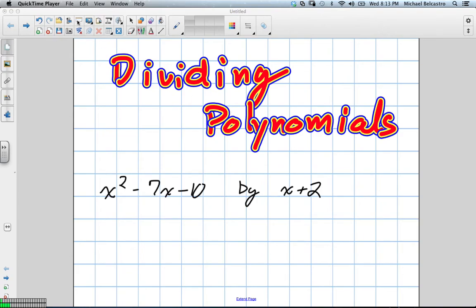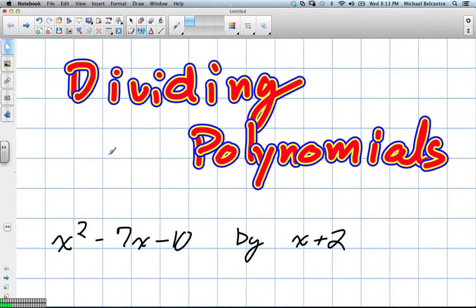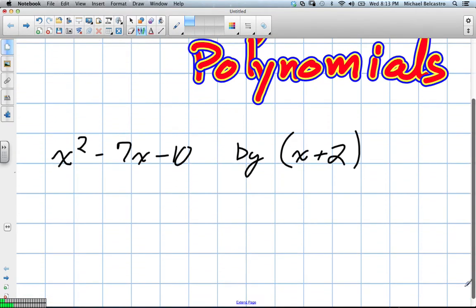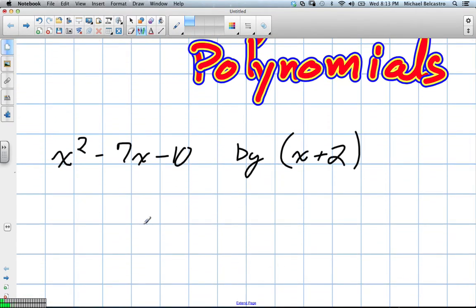Okay, dividing polynomials. So we have this question here, and they've asked us to divide this quadratic by x plus 2. And they want us to use the long division for it. So we're going to set this up using long division first.